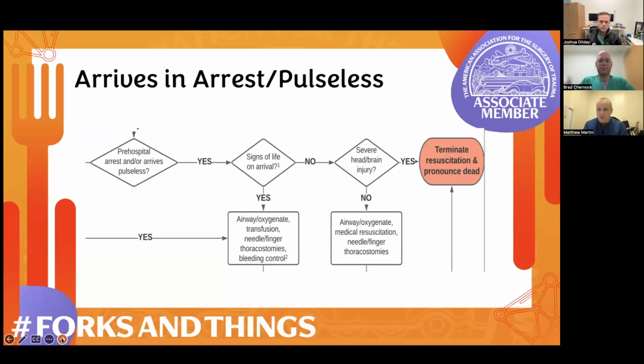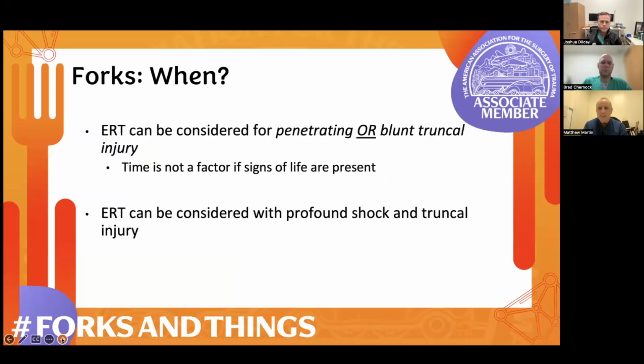If they do have signs of life on arrival, then we do recommend all the initial resuscitative interventions, such as intubating, chest tube or needle thoracostomies, control of any external hemorrhage, and then proceeding on to the next branch point, which is looking at the body area that's injured. So again, we recommend ER thoracotomy for blunt or penetrating truncal injuries, but generally only if there's signs of life present. And ER thoracotomy can be considered even for the patient who is not in arrest and who hasn't lost vitals if they have profound shock and truncal injuries.